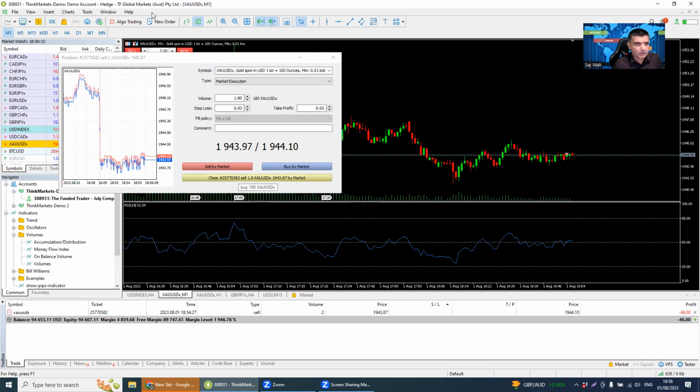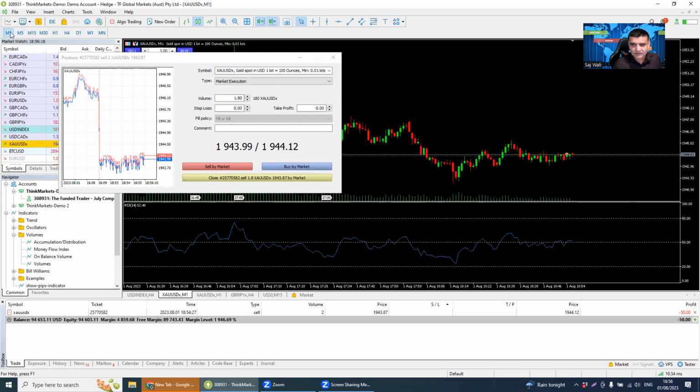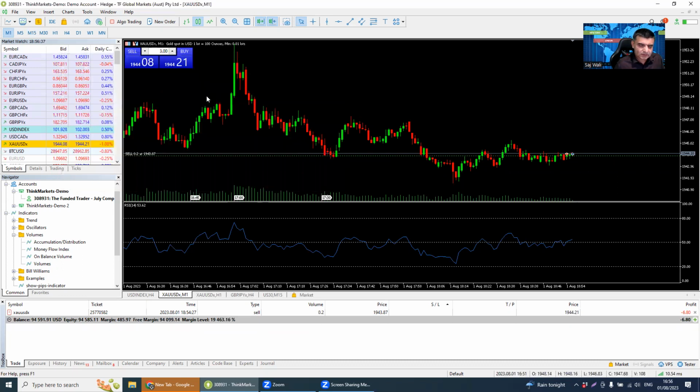Right. Seems it doesn't want to come in the profit. Right. Still not in profit. Anyway, just imagine this is in the profit. So I close partial trade. At least you know then how to close it. 1.80 is closed. The left is 0.20 lots.